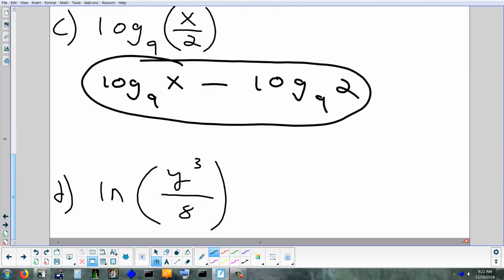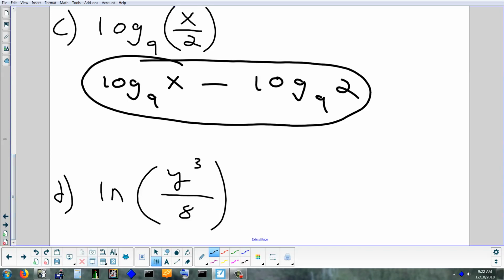Okay, let's try this one. The ln of y cubed over 8. Remember, the properties I showed you, doesn't matter what the base is. 2, 10, 3, 9, or even e. We're not going to write it as log base e, we're just going to stick with this abbreviation. So the final answer is just going to be all ln's. Just use whatever they gave you to start with. So if they used log base 9, that's what you use. If they used ln's, that's what you use.